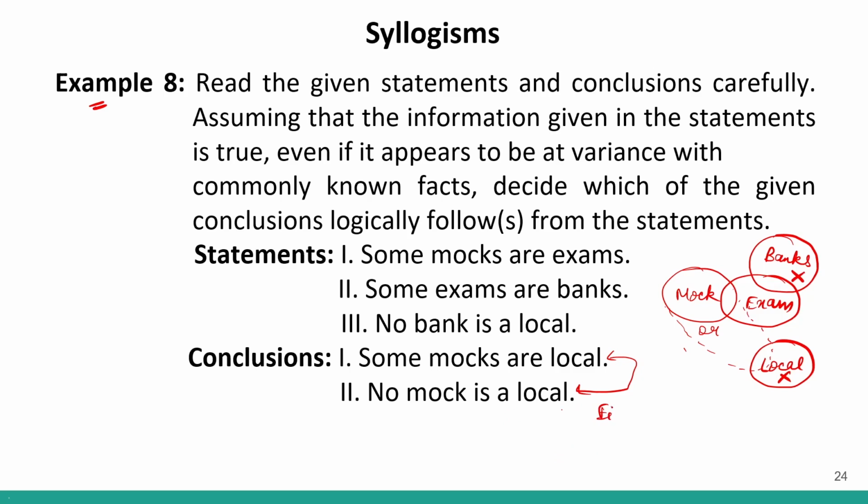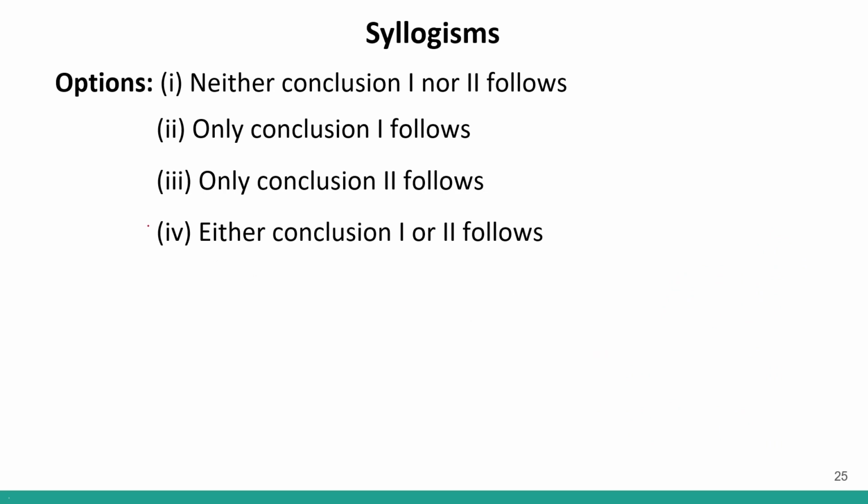Either one will follow or two will follow. This is an either-or condition, because some mocks are locals or no mock is a local. So either of the two will follow. My answer will be that either one follows or two follows. If I look at the options, option number 4 says that either conclusion 1 follows or 2 follows. This will be my answer.